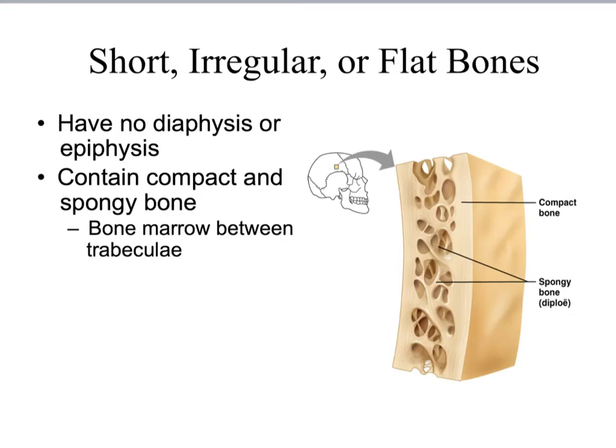So short, irregular, and flat bones, they don't have a diaphysis or epiphysis. That was just for long bones. But they will have a layer of compact bone on the outside and spongy bone on the inside, and bone marrow inside the trabeculae. The trabeculae are the honeycomb structures there, those walls of bony tissue that look holey and spongy.